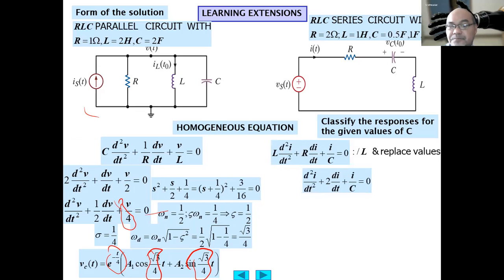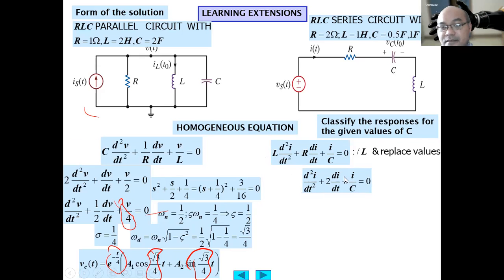So the general form of the homogeneous equation, when the voltage source equals 0, is L d²i/dt² + R di/dt + i/C equals 0. So we have to normalize this. We have to divide by L. It becomes d²i/dt² + (R/L) di/dt + i/(LC).